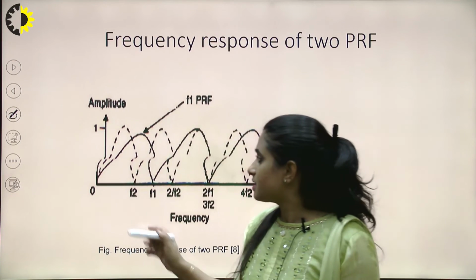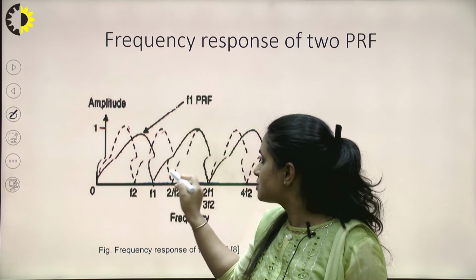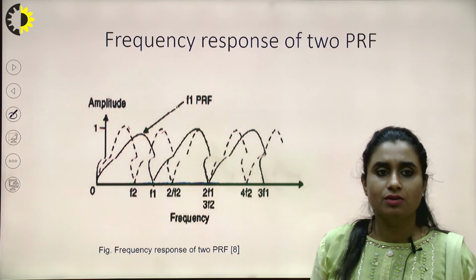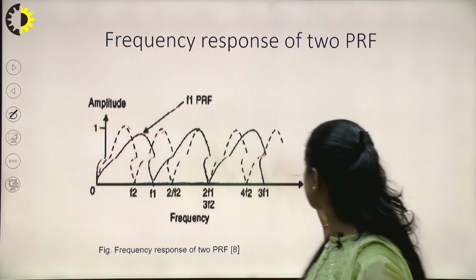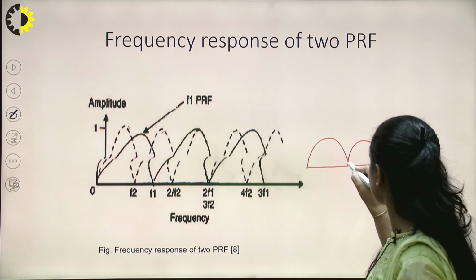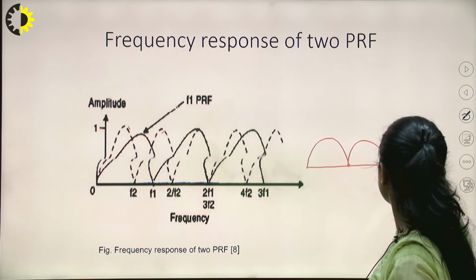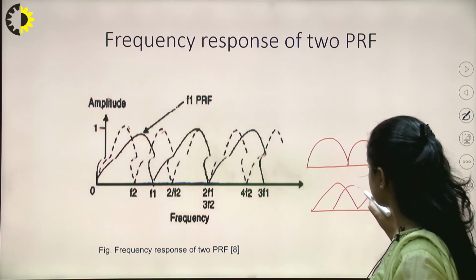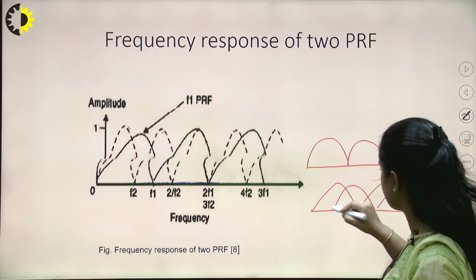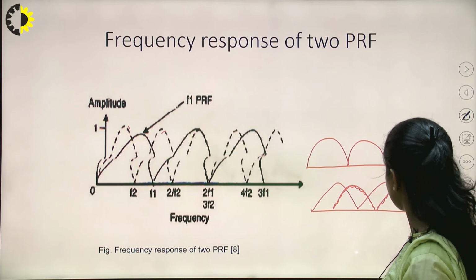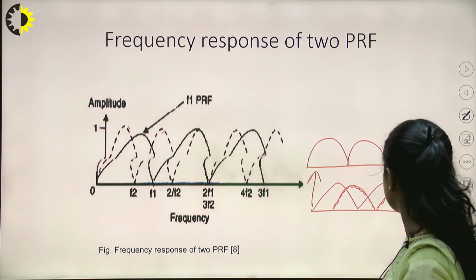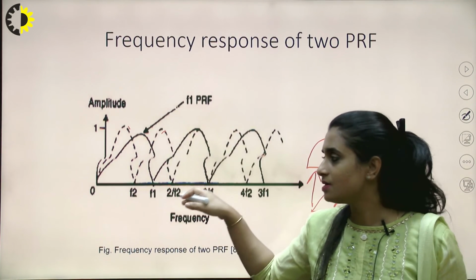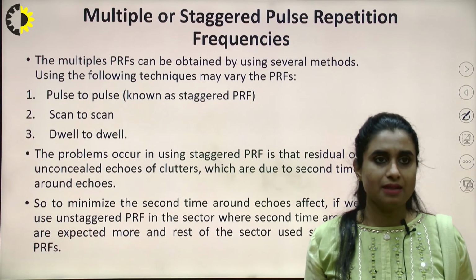Look at the frequency response of the staggered pulse repetition frequency. This pulse has a different frequency, and this pulse has a different frequency. There are hardly any points where the energy goes to zero, right? In one case, we were receiving blind speeds here; here one is this velocity, another is this frequency. So we hardly get a point where the amplitude becomes zero at any particular frequency. Using staggered pulse repetition frequency will eliminate my blind speed.